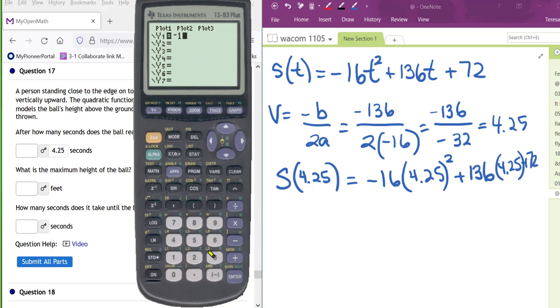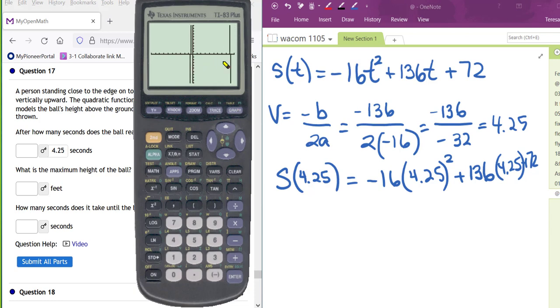So, 16x to the second plus 136x plus 72, and we say graph.